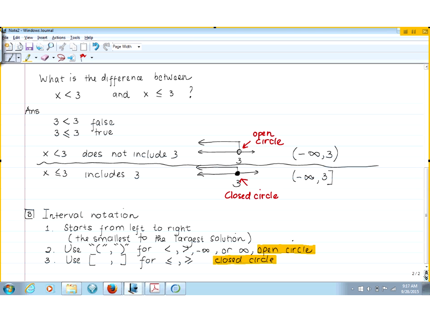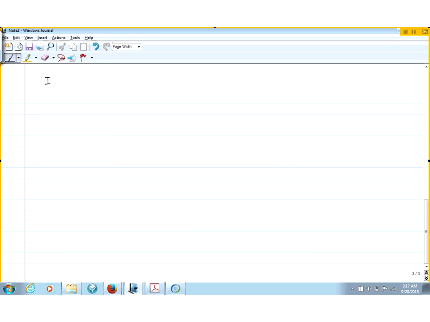Now, the next one, let's do a few interval notation. Okay. So let's write down the inequalities. So these are all simple inequalities. And then graph.